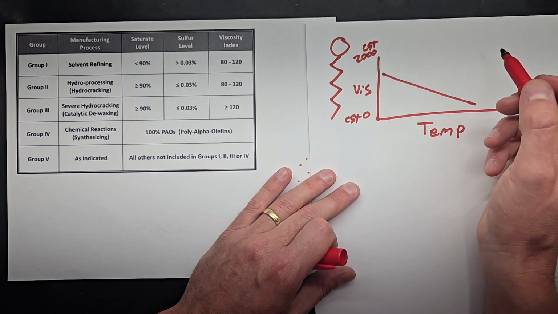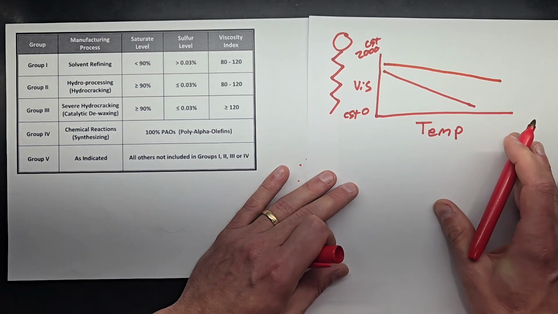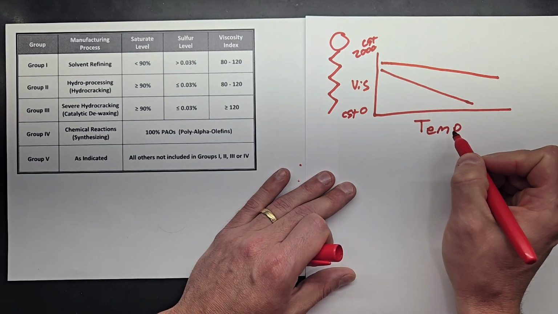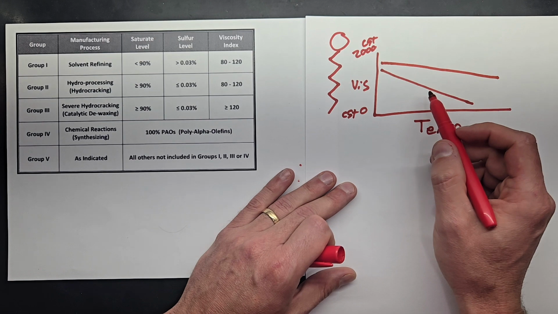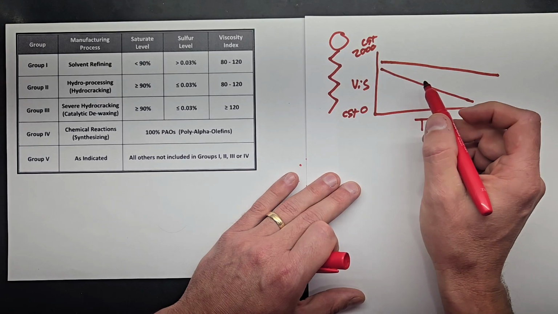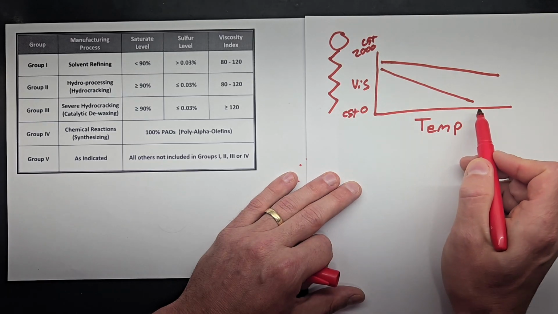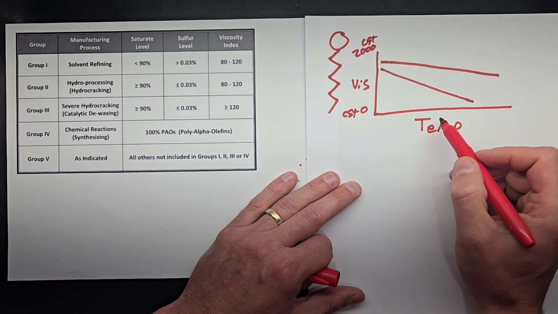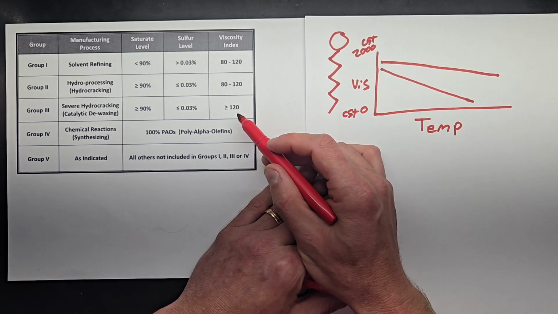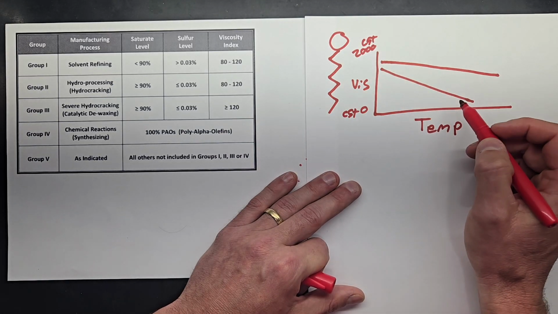Viscosity index is then a measure of how flat that viscosity decrease versus temperature is. So here, again, very crude examples, but this line could be representative of a viscosity index of 80. It loses more viscosity over the same temperature range. And this line could be representative of a viscosity index of 120. It loses less viscosity over the same temperature range.